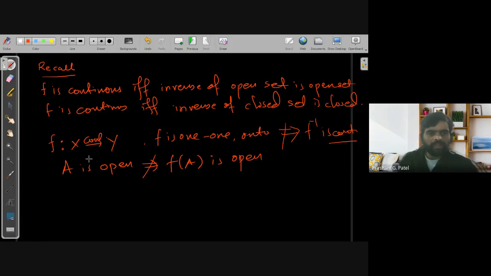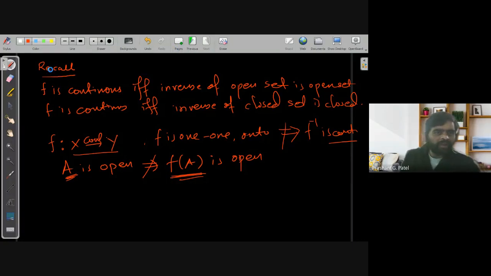Or I can say that a continuous map will not preserve the open set, or it will not preserve the closed set. Preserve means if A is open, it does not imply that f of A is open. If A is closed, it does not imply that f of A is closed. Now, with regard to this, we will have another definition to fulfill this, so that it preserves the openness under the continuous map.